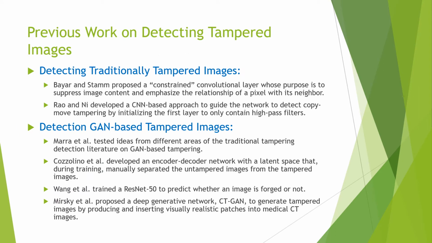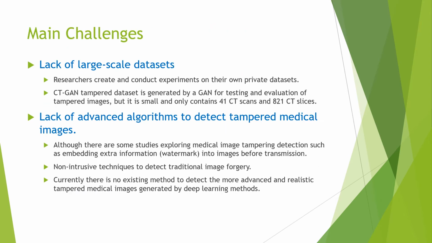There has been previous work in detecting traditionally tampered images and GAN-based tampered images, including changing how the first layer of a neural network works, and the representation of tampered and untampered images in the latent space. There's also been work in generating fake medical images, particularly what Mirsky et al. did with CTGAN, where they generated realistic patches of tumor and non-tumor areas of medical images.